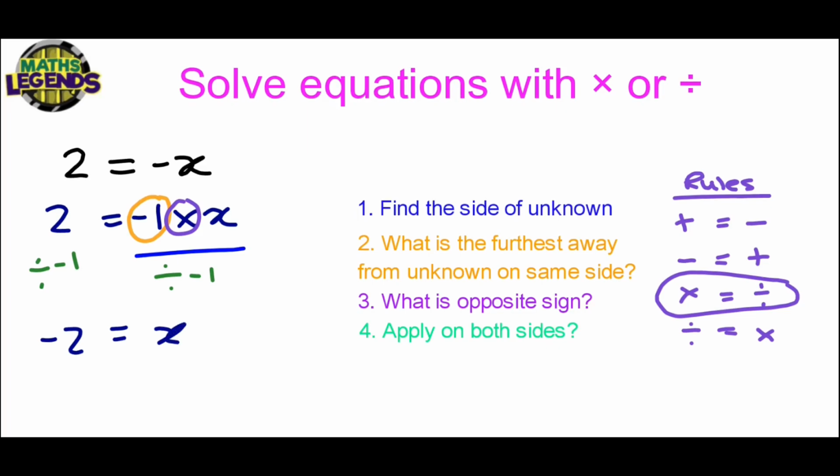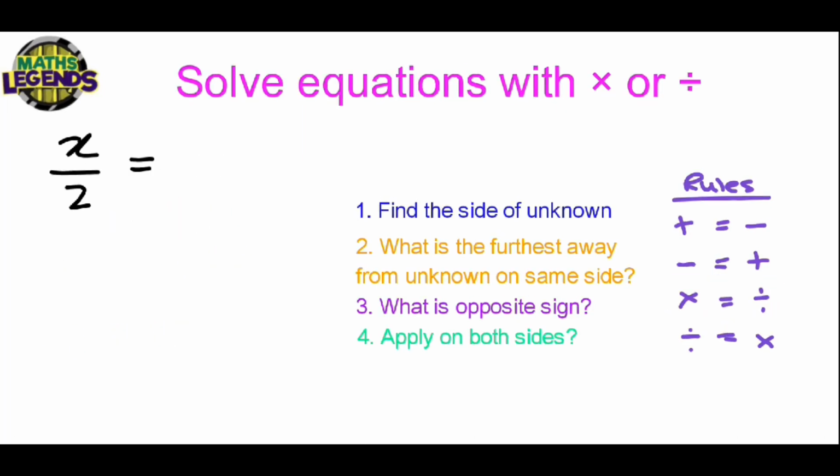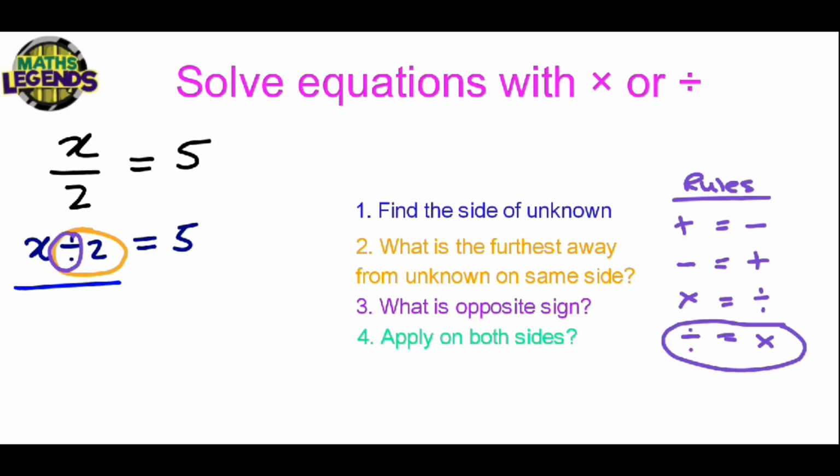Let's look at another example. X over 2 equals 5. So now x over 2 is the same as x divided by 2 equals 5. So then we ask the same questions. Which side is the unknown on? Well, that's on the left hand side. What is furthest away from x and on the same side? So that's the 2. Now we're interested in the opposite sign to break the link with the x, so that's this division. The opposite to division is times, so we need to apply times 2 on both sides. We then simplify, so x divided by 2 times 2, well the 2's cancel, so that's left with x equals 5 times 2, which is 10.